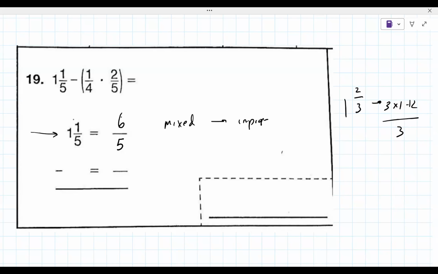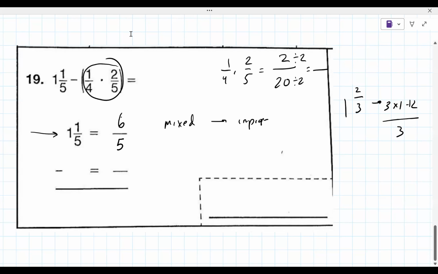You understand the question? 6, good. Okay. Now, we're going to multiply these two fractions that I've circled here. 1/4 times 2/5. You multiply the top and multiply the bottom. So what does that become? Two is the top and 20 is the bottom. Okay, does that reduce? Yeah. Okay, what does that become? Two eighths? Nope, you're dividing both by 2. One tenth. Okay.